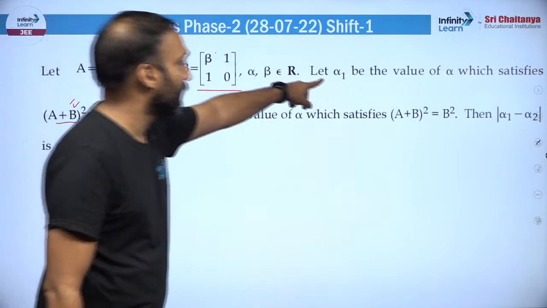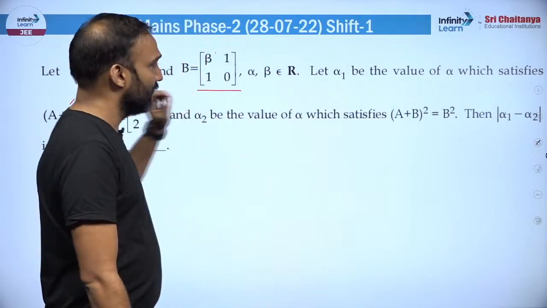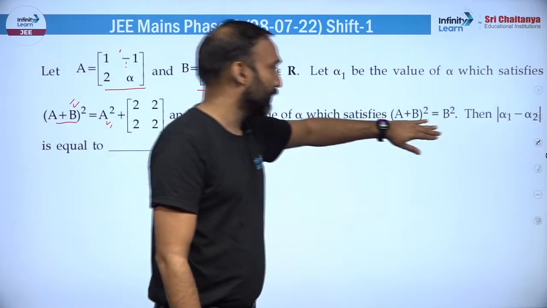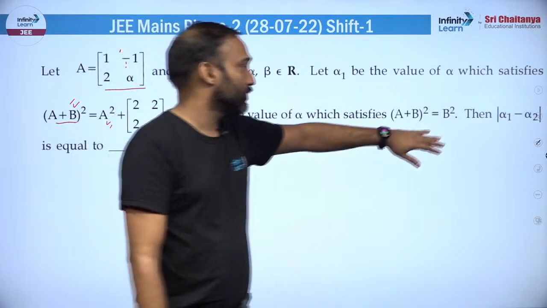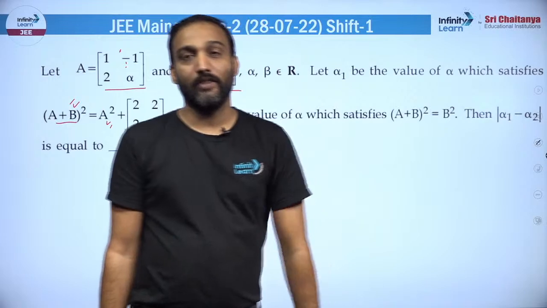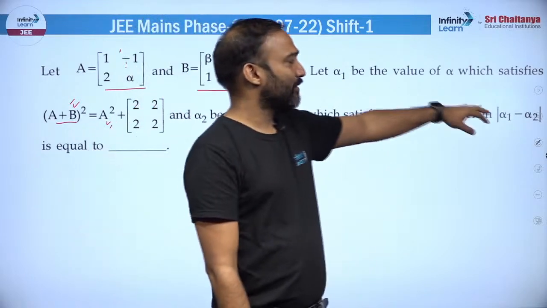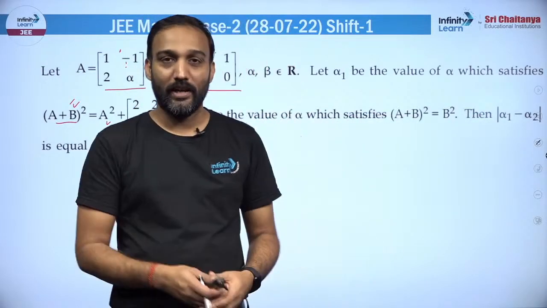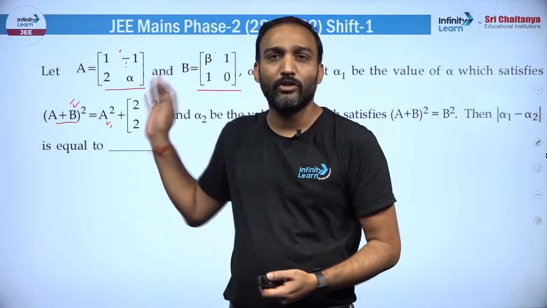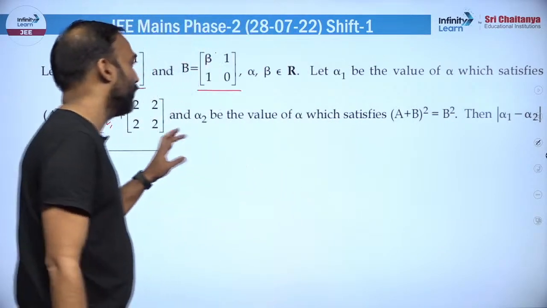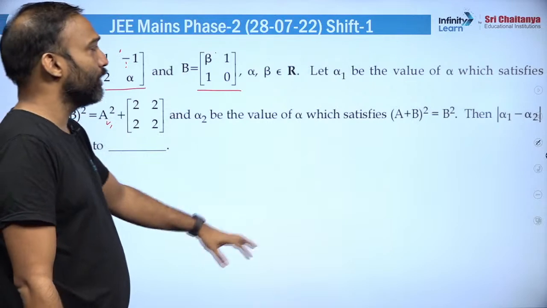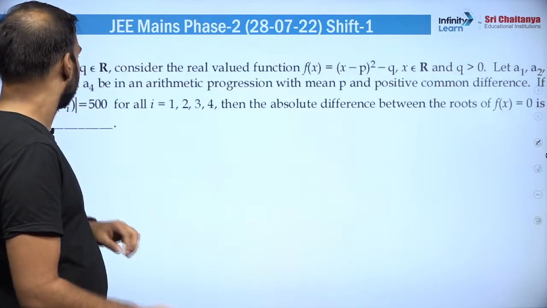So alpha 1 would be the value of alpha. Similarly, I will use the equation over here, a plus b whole square is equal to b square, and from here I'll get the value of alpha 2. Once alpha 1 and alpha 2 are known, then we can easily find out the relation, right? So in this particular question, standard question, we don't have to get into the solving of this particular example.